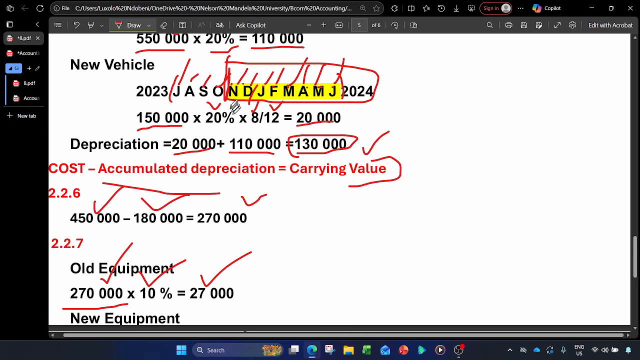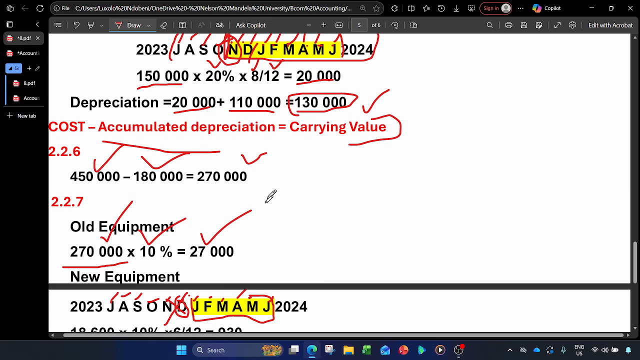Here they're saying that the asset was bought on the 1st of November. So that means from 2nd of November we started to use the asset until 30th of June. That is why we included November here. But now December here won't be included, guys. I think that one makes sense.